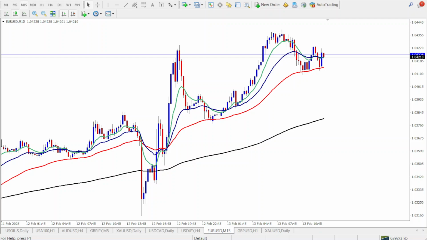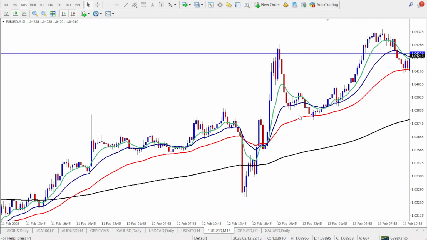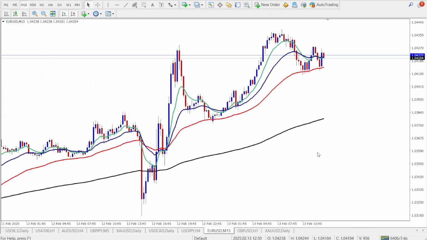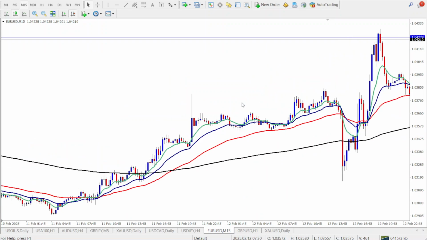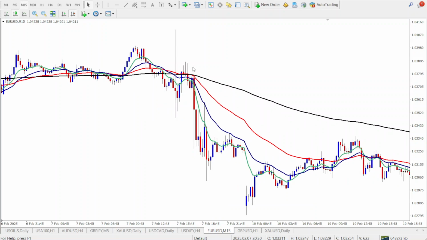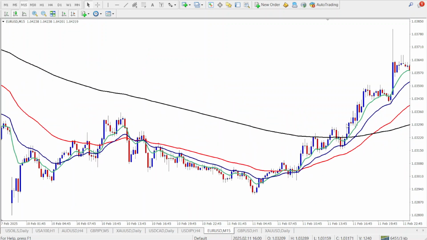Now, when the price is above the moving average, it signals an uptrend. When it is below the moving averages, it signals a downtrend. You can also look for crossovers, such as the golden cross. The golden cross is when the shorter term moving average crosses above the longer term moving average. While a dead cross is when the shorter term moving average crosses below the longer term moving average.